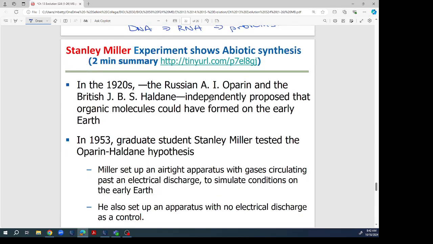So in your textbook, it outlines Stanley Miller, and he took the Oparin and Haldane theory and tried to recreate it. So he set up an apparatus with the right gases that were similar to what was surmised was part of the early Earth's atmosphere, and then puts an electrical discharge through. This is the energy source. And so he set it up. He also set up one with no electrical discharge as a control. That's important to have a control in experimental design.